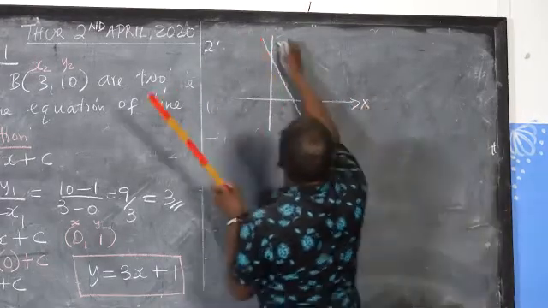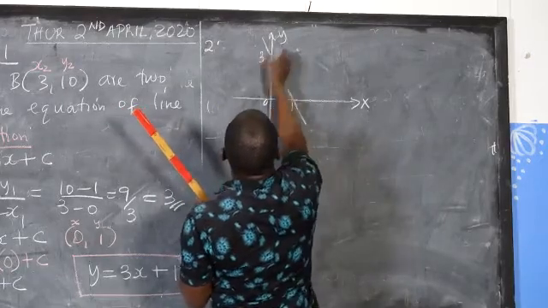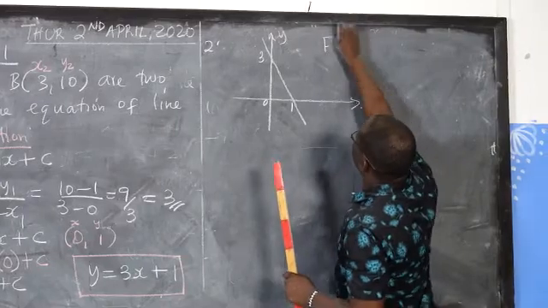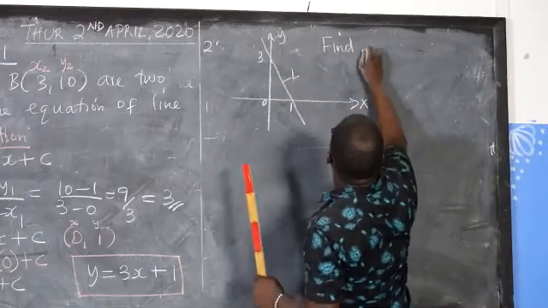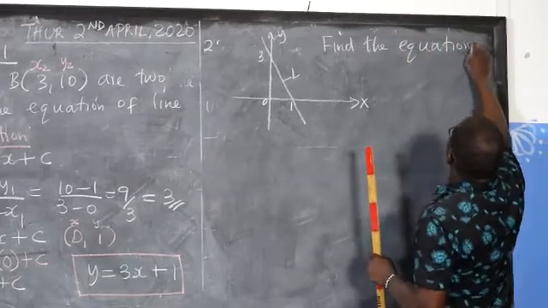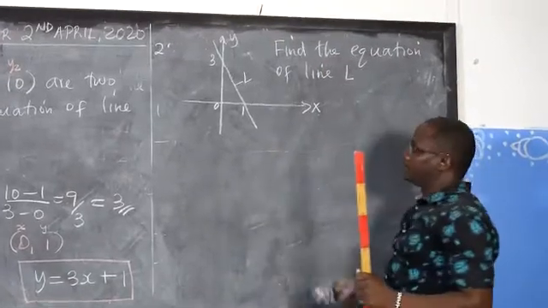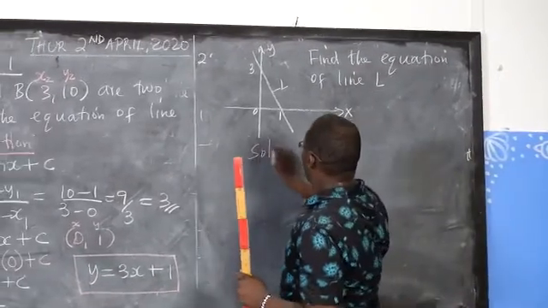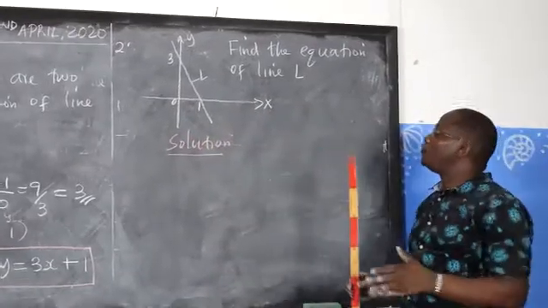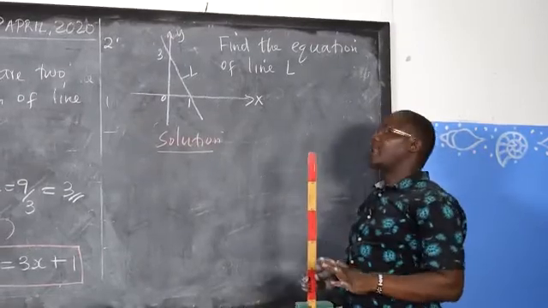So that is the x-axis, that is the y-axis, that is 0, this is 1, and that is 3. So the question is, let's call this line L, find the equation of line L. Just like we said before, for you to find the equation of a line, you need to first of all get the gradient of that line.